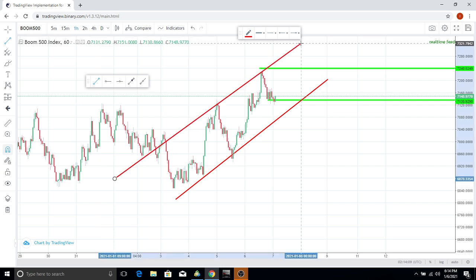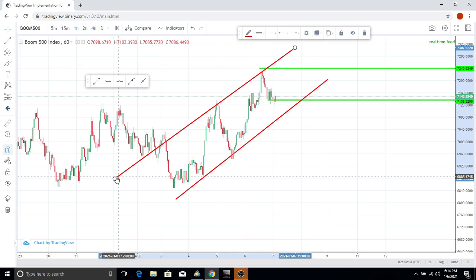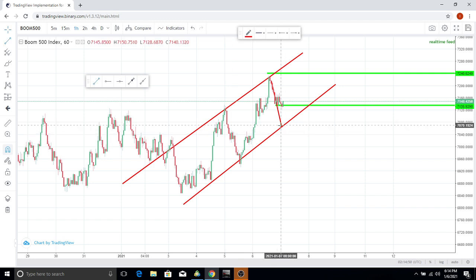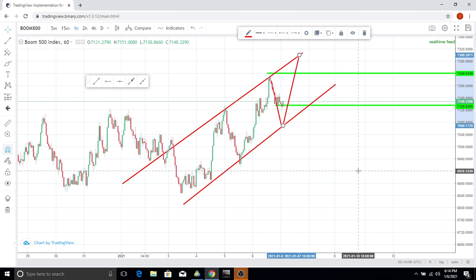Okay, this is the trend line right here, and you see what happened here? What happened here now is that I'm expecting this market to come down to this trend line. Remember what I said? I'm expecting it to come down to this line. Okay, that's my expectation. Then shoot up like this. This is my expectation in this market, for it to come down to that level and shoot up again.